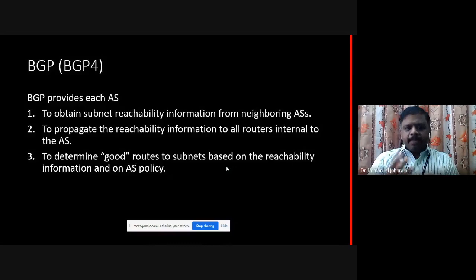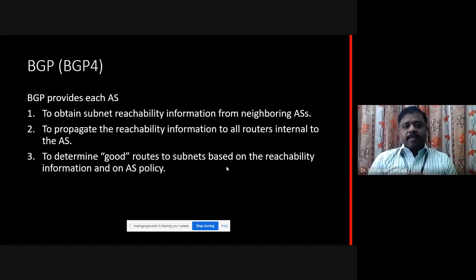There are many, but to put them in an abstract way, I have 3 points. One is to obtain the reachability information from neighboring autonomous systems. So you have 2 or 3 or 4 autonomous systems interconnected. Now it is BGP that has the responsibility to get the subnet reachability, in other words, routing information. So the subnet reachability information from the neighboring autonomous system is taken by BGP. You do not have any other protocol to replace this.